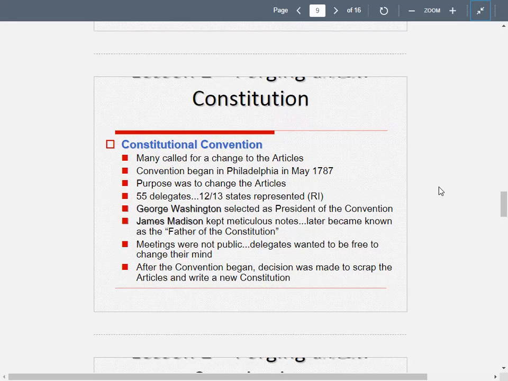So this was 10 years after the Articles of Confederation were created. 55 delegates were there. 12 out of 13 of the states were represented. Rhode Island was the only state that was not represented. George Washington was selected as the president of the convention. James Madison kept meticulous notes, and he later became known as the father of the Constitution. The meetings were not public. The delegates wanted to be free to change their mind. After the convention began, decisions were made to scrap the Articles and write a new constitution.